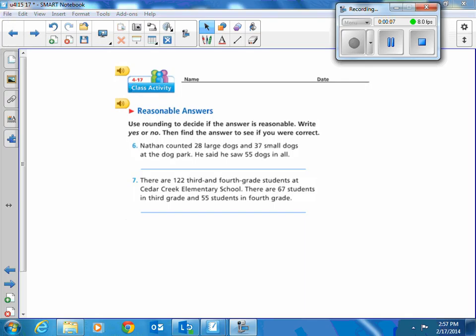Boys and girls, on this page, SAB page 252, we're going to decide if the answers are reasonable. Say reasonable with me. Reasonable. Remember, reasonable just means does it make sense? Does it make sense? Is my answer reasonable? You should always be checking your work to make sure your answers are reasonable.